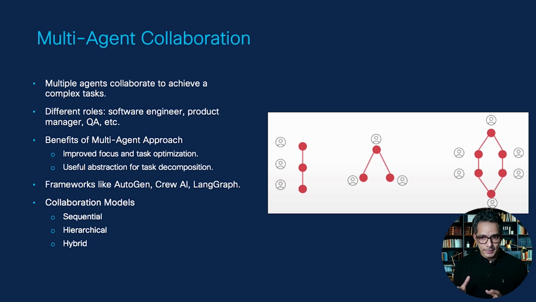Long input contexts can be difficult for LLMs to handle effectively. So focusing on one task at a time improves performance. And then decomposing tasks into subtasks allows for better optimization and clarity in each role, of course enhancing the overall efficiency. Some frameworks that are already in practical use, like AutoGen, I'm sure you've heard of it, Crew AI, LangGraph, offer rich tools for building multi-agent solutions. There are a lot of collaboration models: sequential, hierarchical, hybrid, and I'm sure there will be a lot of permutations and combinations of these in the future as well.